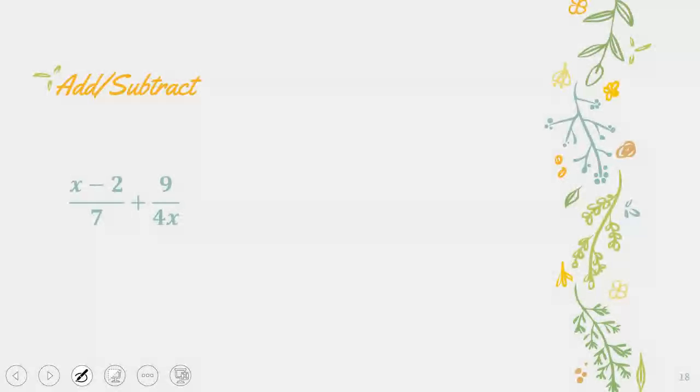Let's do some adding and subtracting. Remember, this is where you have to have a common denominator. So I'm looking for a common denominator for 7 and 4x. There really isn't anything they have in common, so I'm just going to multiply them to make 28x. Okay? Now, 7 times what gives me 28x? 4x.